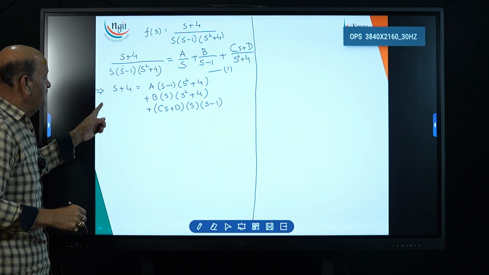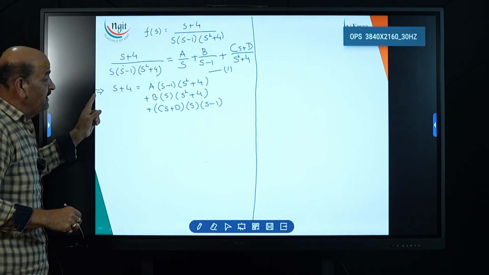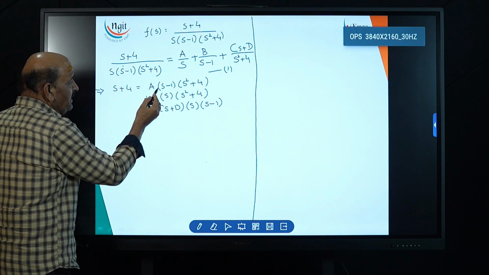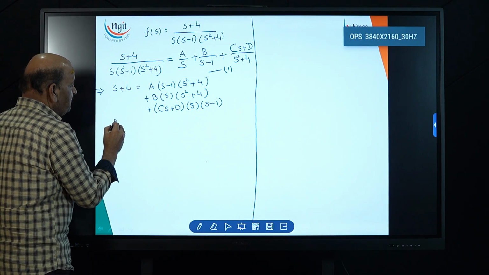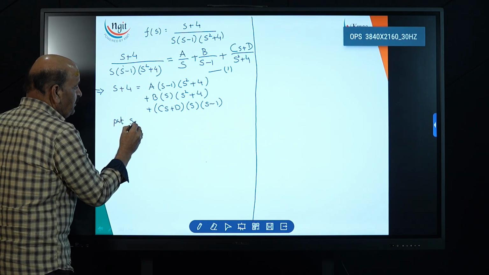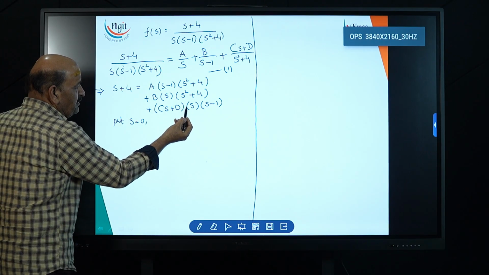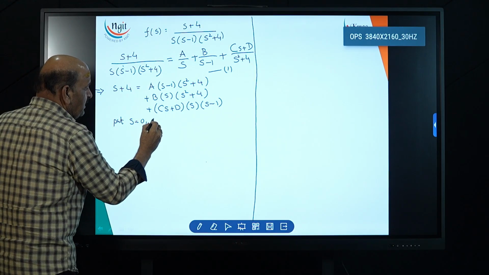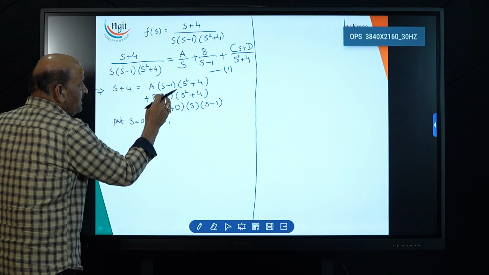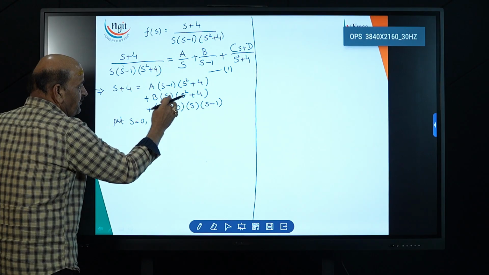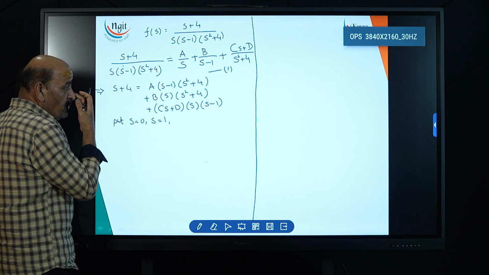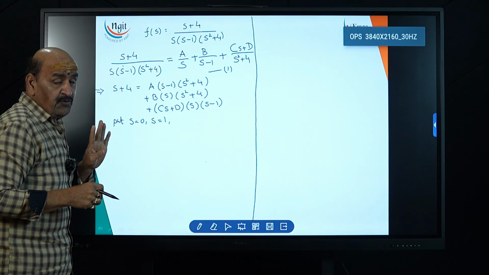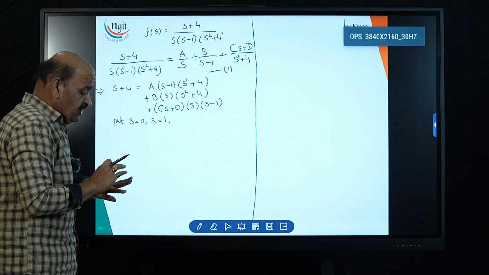This is the way of finding the LCM on both sides. Now here you can put s equal to 0. S equal to 0 means this term and this term get cancelled. Next, keep s equal to 1. This term and this term will be cancelled, and b will come out. How many variables are there? 4 constants, a, b, c, d.